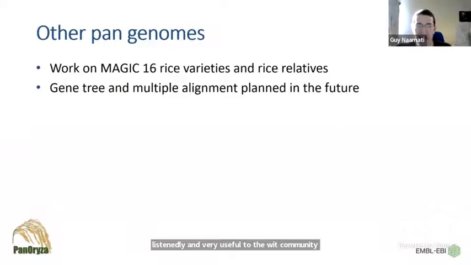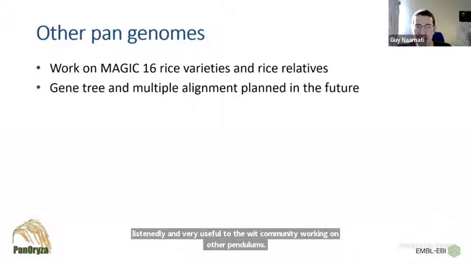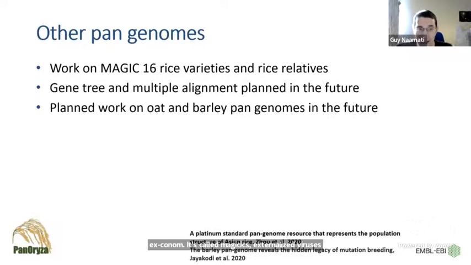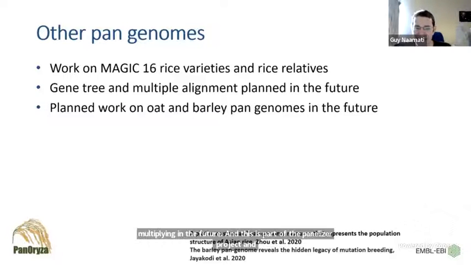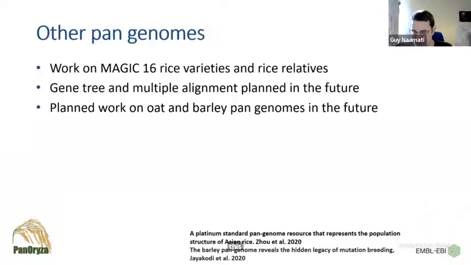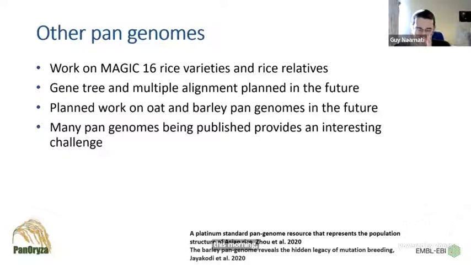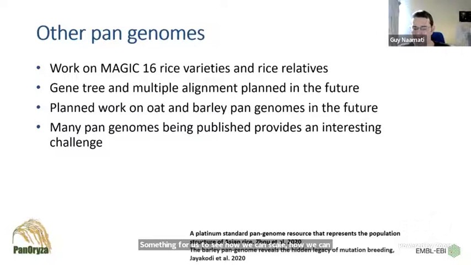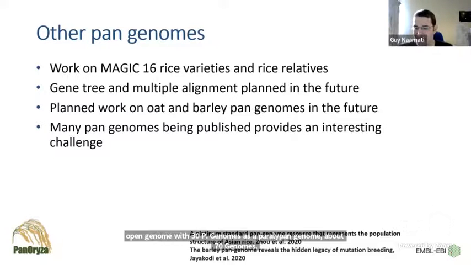We're also working on other pangenomes. So there's also a rice pangenome. It's called MAGIC 16, rice varieties and relatives. And we're also doing a gene tree multiple alignment plan in the future. And this is part of the Pan-Oryza project. And there's more and more pangenomes coming out, which is really a fantastic challenge. Something for us to see how we can scale, how we can add. I know there's an oat pangenome with 30 genomes. There's a barley pangenome with about 70 genomes. So getting them onto Ensembl is quite a challenge.